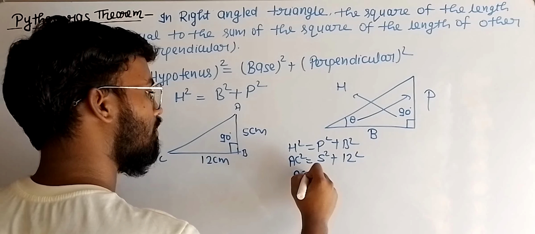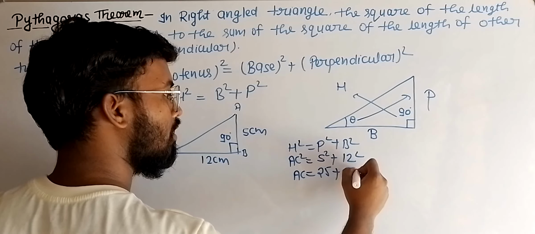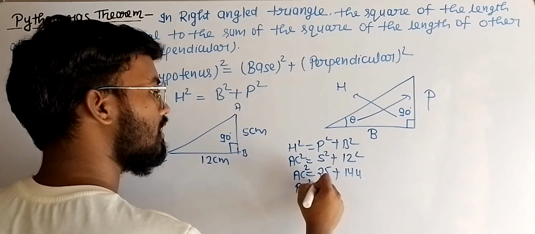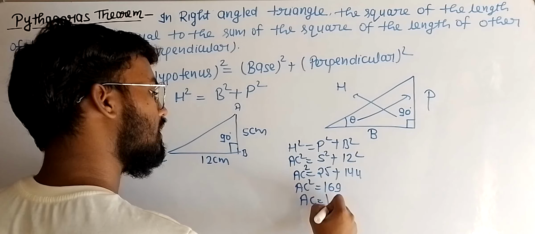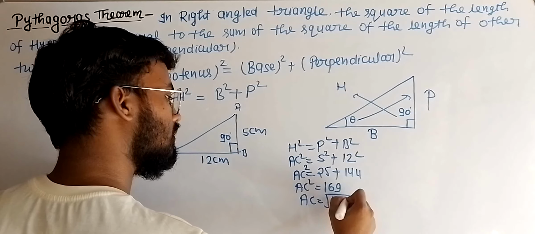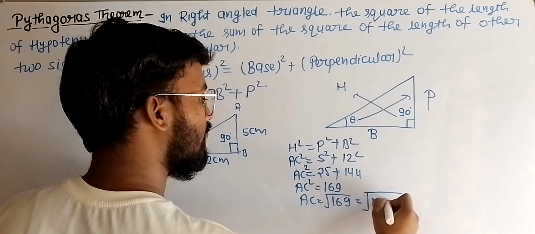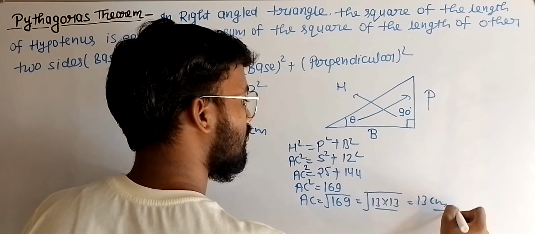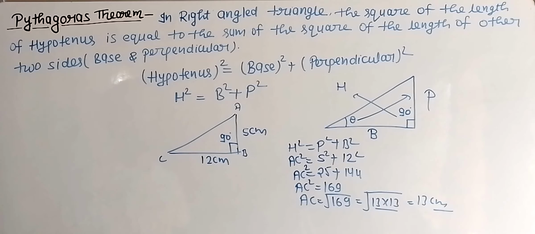From here, 5 square is 25 and 12 square is 144. From here AC square comes out 169. From here we get AC is equal to under root 169. If we factorize 169, then we get 13 into 13. From here we get 13 centimeter as our answer. So the length of AC will be 13 centimeter.